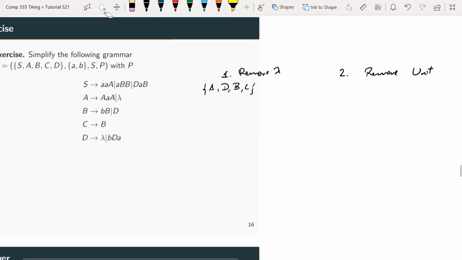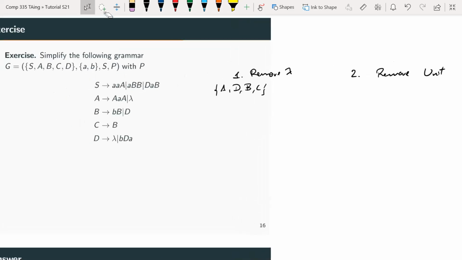So now I'm going to do this replacement of all combinations, but first I need to copy all of the non-lambda productions. So let me do that.